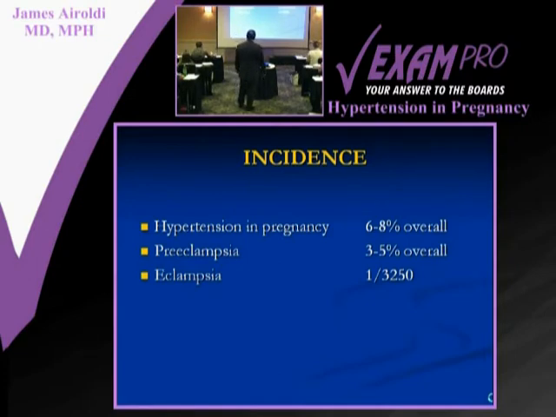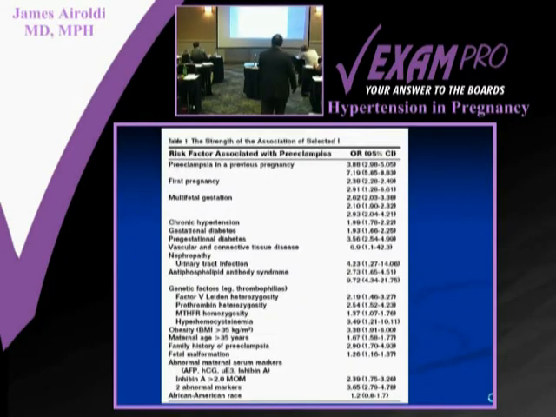6 to 8% overall. What is the risk of preeclampsia? About 3 to 5% overall. And eclampsia, very rare. But you'll get an eclamptic if you do about 3,000 to 4,000 deliveries in your hospital. You're going to see a couple of eclamptics every year. And you've got to know how to handle that, and we're going to talk about that. What is the strength of association of preeclampsia with all these risk factors?